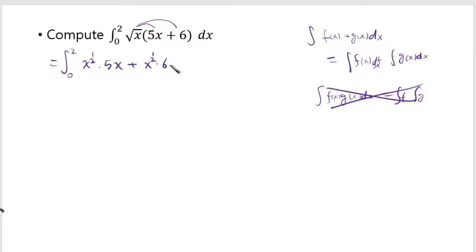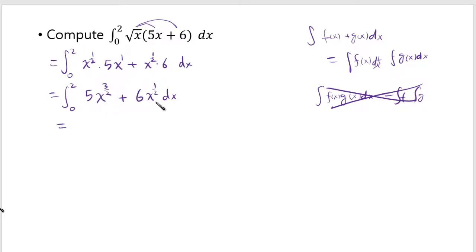1/2 times 6. And see, x itself is x to the first power, and since they are the same base, the exponents add up, right? So you end up with the integral from 0 to 2 of 5 times x to the 1 plus 1/2, which is 3/2, and then plus 6 times x to the 1/2 dx.